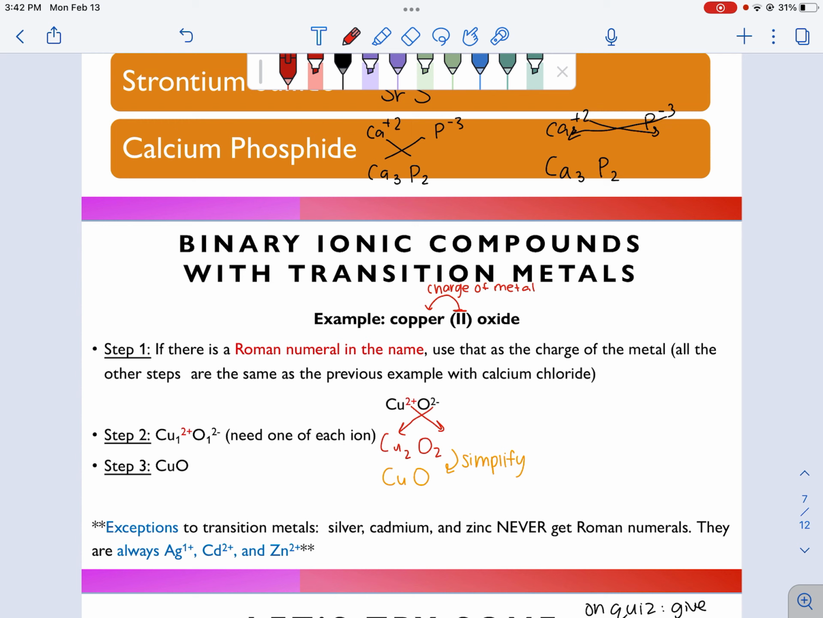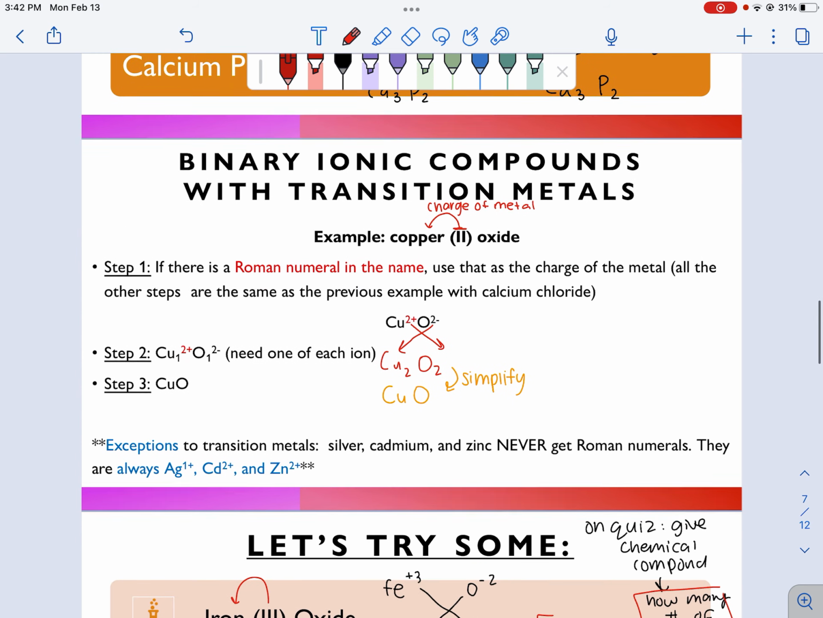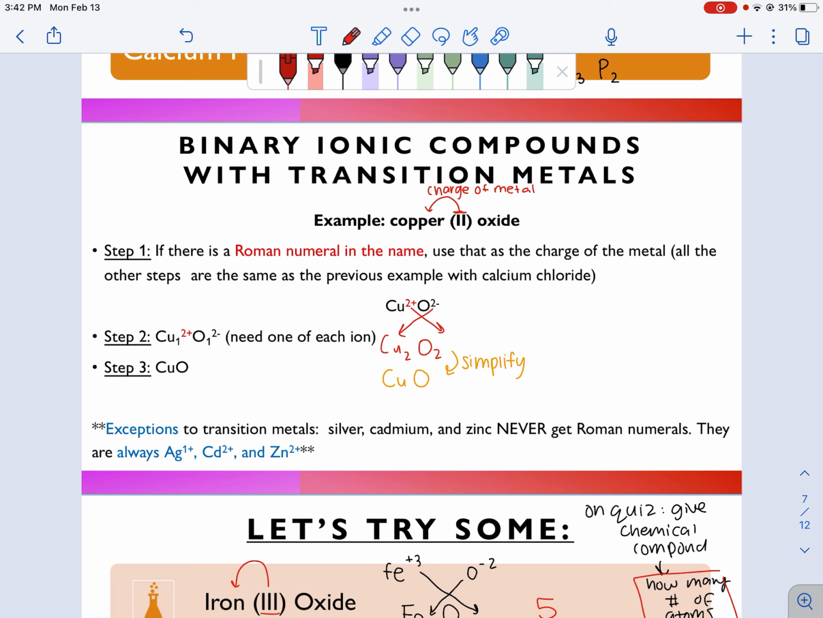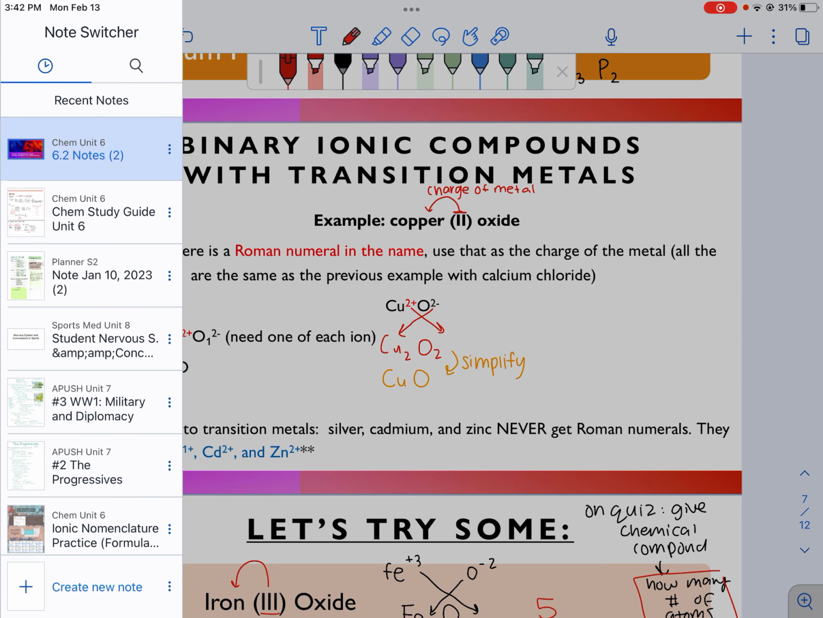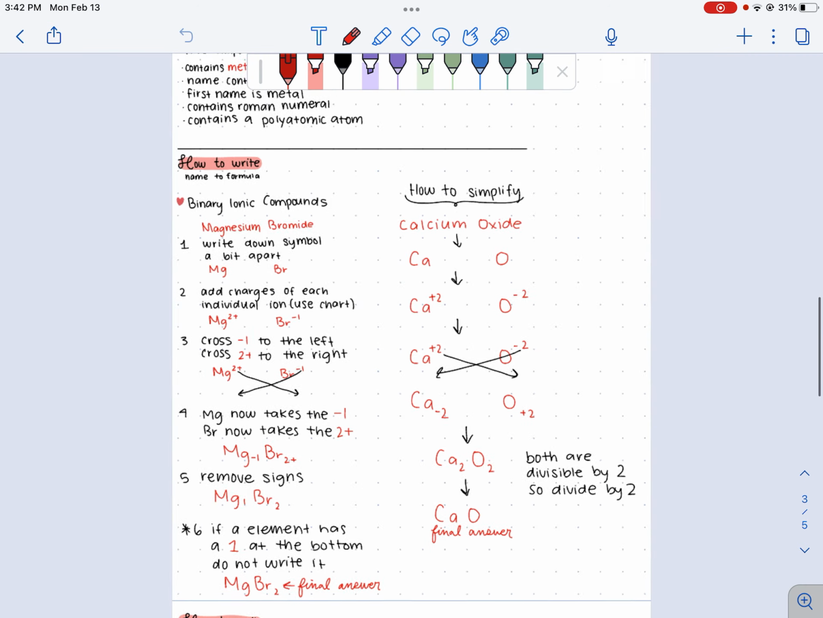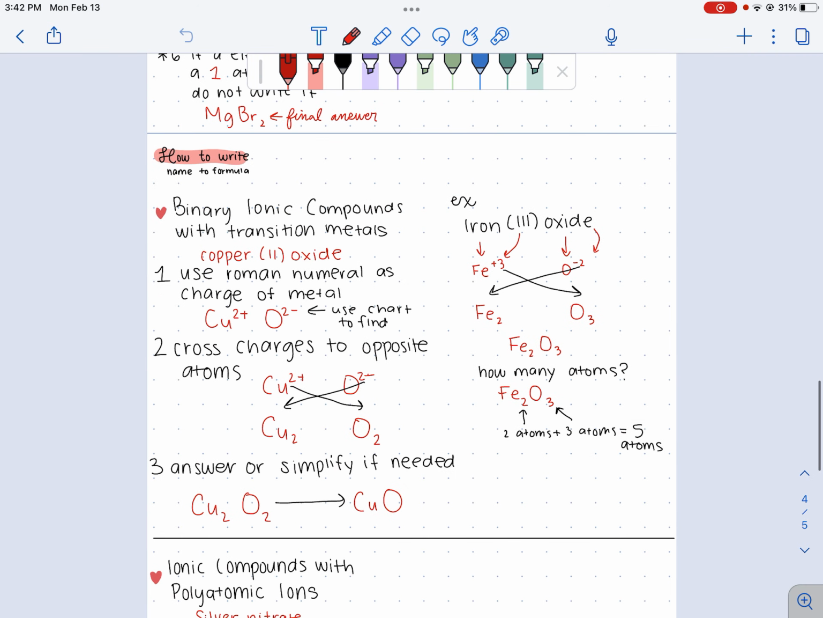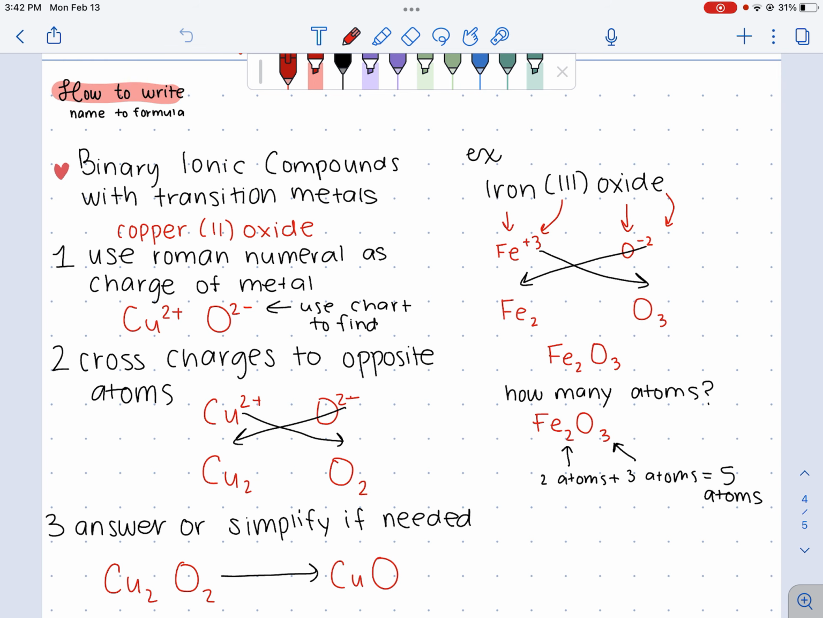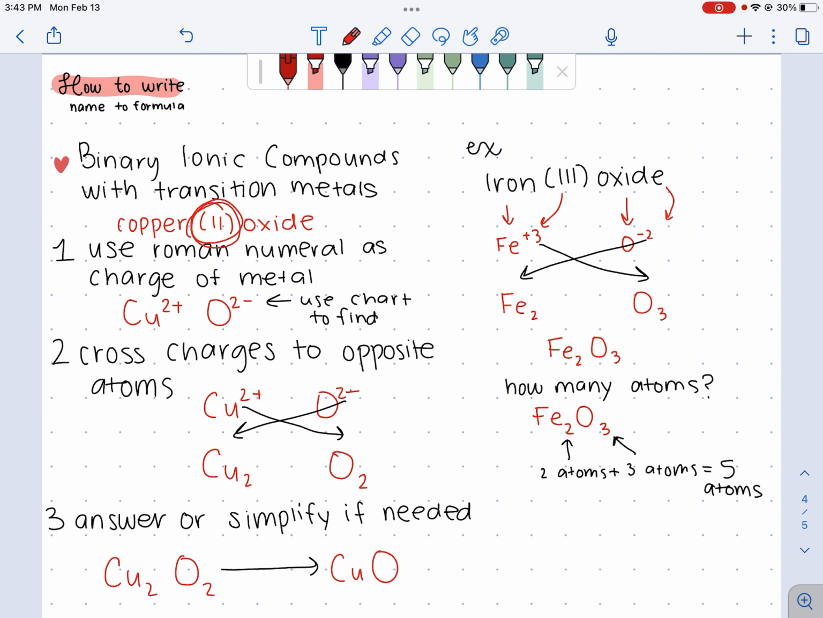Okay, I don't know why I said bionic. Binary ionic compounds with transition metals. So this is an addition. So there's a couple steps. If there's a Roman numeral, then here, let me go over here and show. Okay, so binary ionic compounds with transition metals. First step, use Roman numeral as charge of the metal. So this Roman numeral always is for the first name, or the thing to the left, right? So charge will always go to the copper.